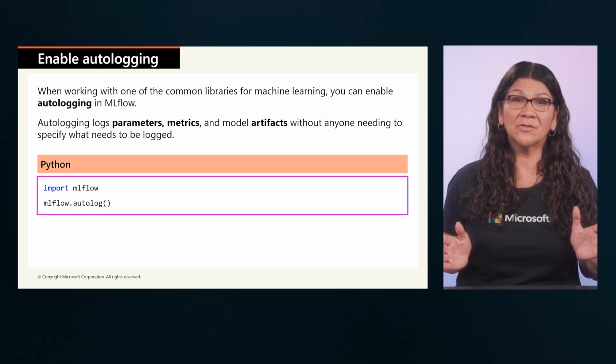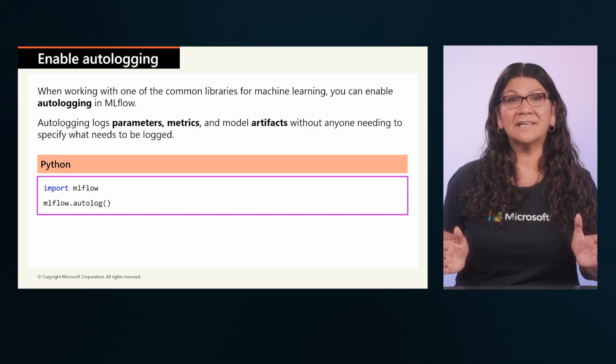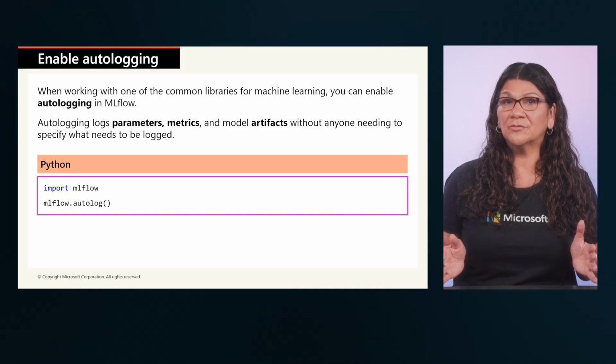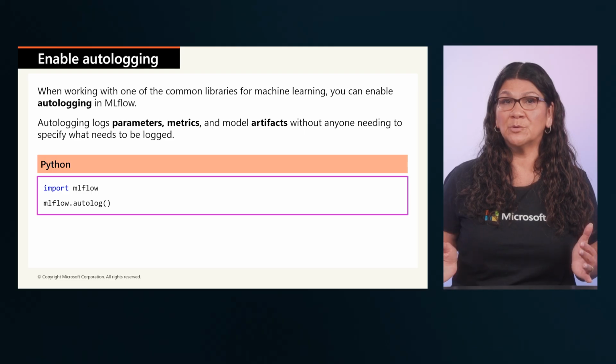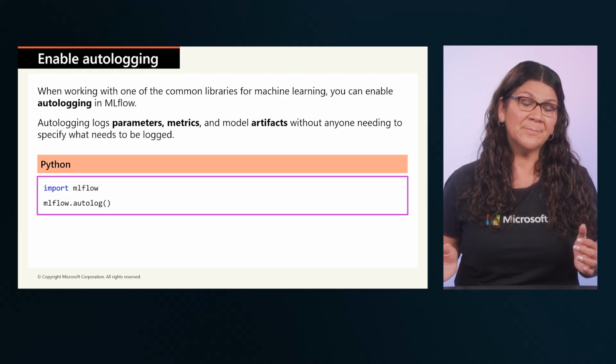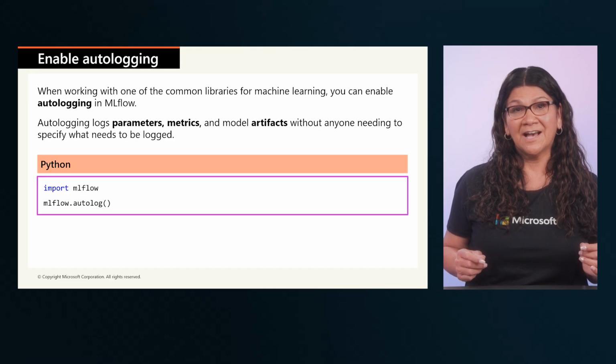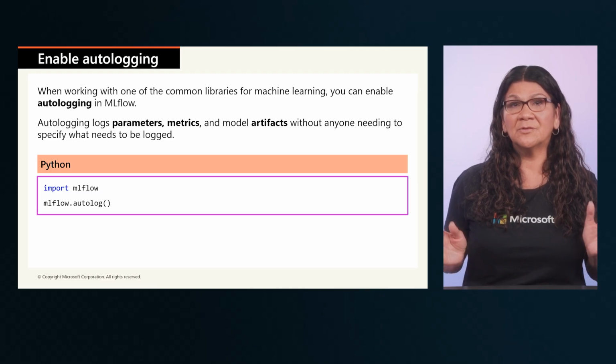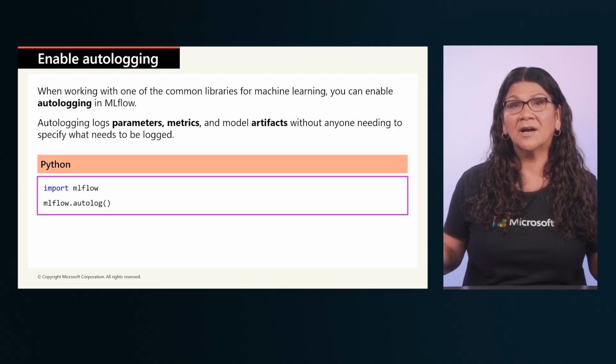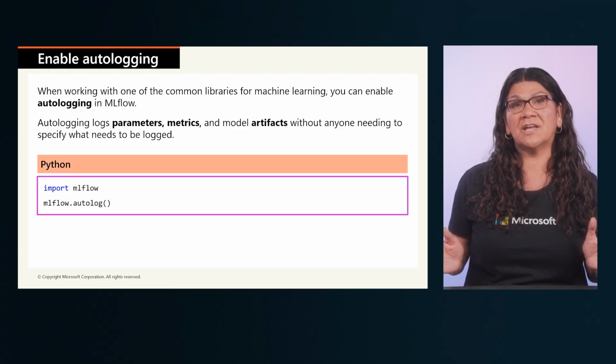Autologging is supported for the following libraries: scikit-learn, TensorFlow, XGBoost, LightGBM, Spark, FastAI, and PyTorch. So this pattern scales across your stack with minimal code changes.